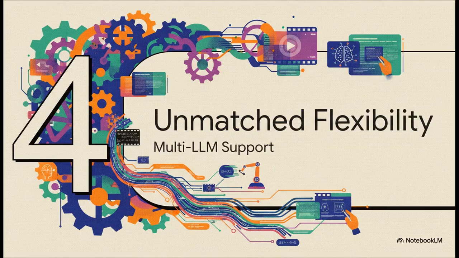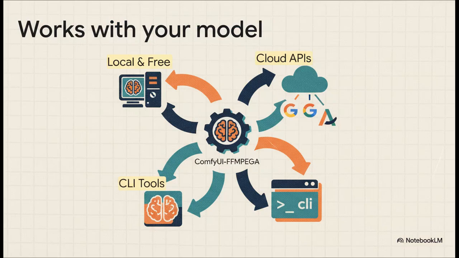Now, one of the most powerful features here is that you are not locked into one single AI model to figure out what you're saying. The whole system is built to be super flexible. And you have total freedom to pick the brain behind the operation. You can run totally free, local models right on your own computer if you want privacy. Or you can connect to the big, powerful cloud APIs from OpenAI, Google, and Anthropic for the best performance. It even supports command line tools. This means you can set it up exactly for your needs, whether that's privacy, power, or cost.